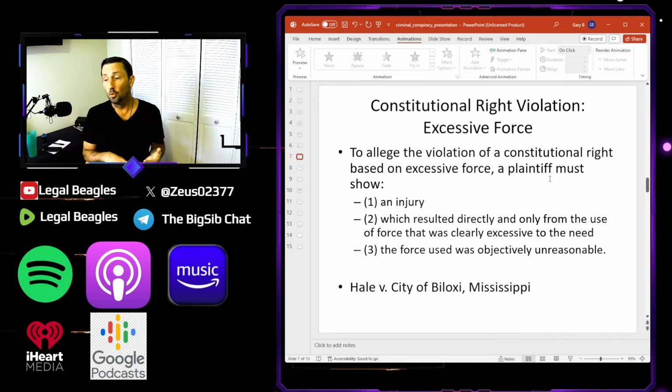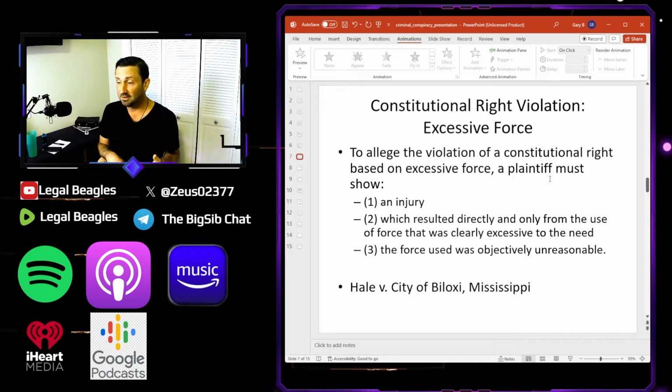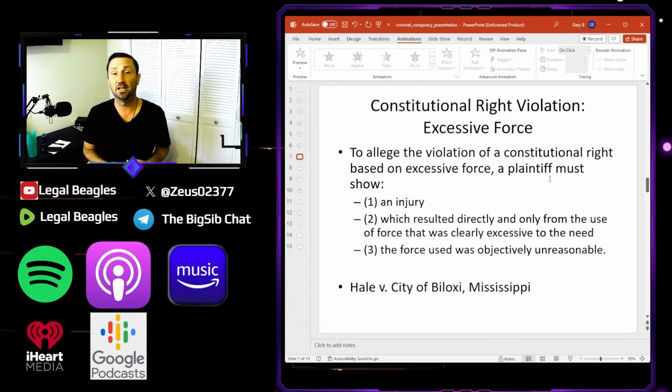Number two, which resulted directly or only from the use of force that was clearly excessive to the need. So you're going to have to prove that the injury was directly related to the excessive force. So this is really leaning now towards if you got injured, if they broke a bone, caused a bruise or nerve damage, or they tased you, or something of this nature. And number three, the force used was objectively unreasonable.